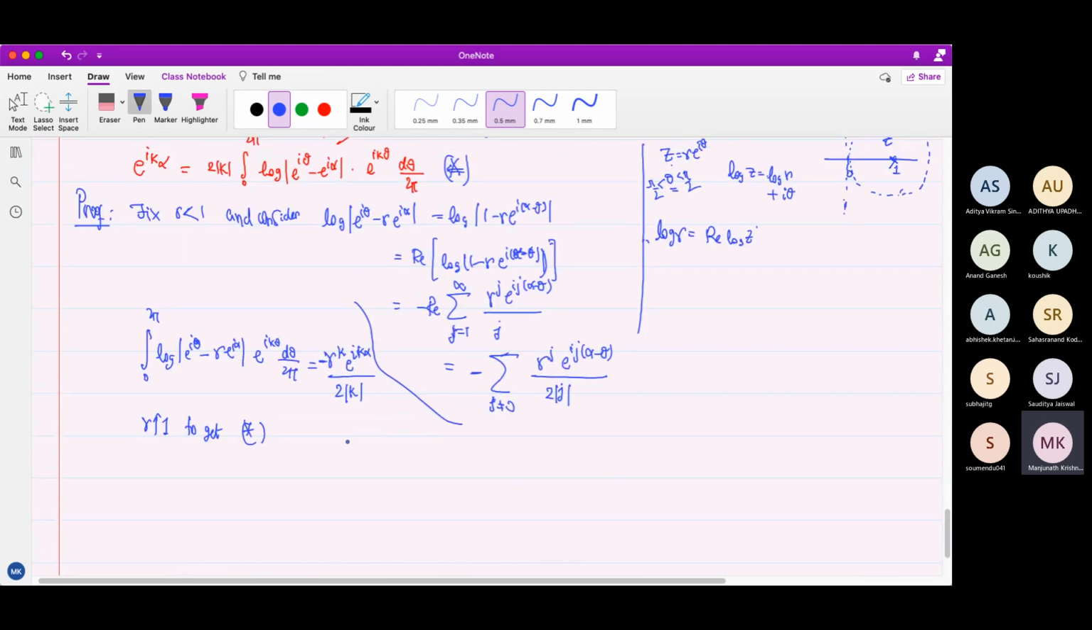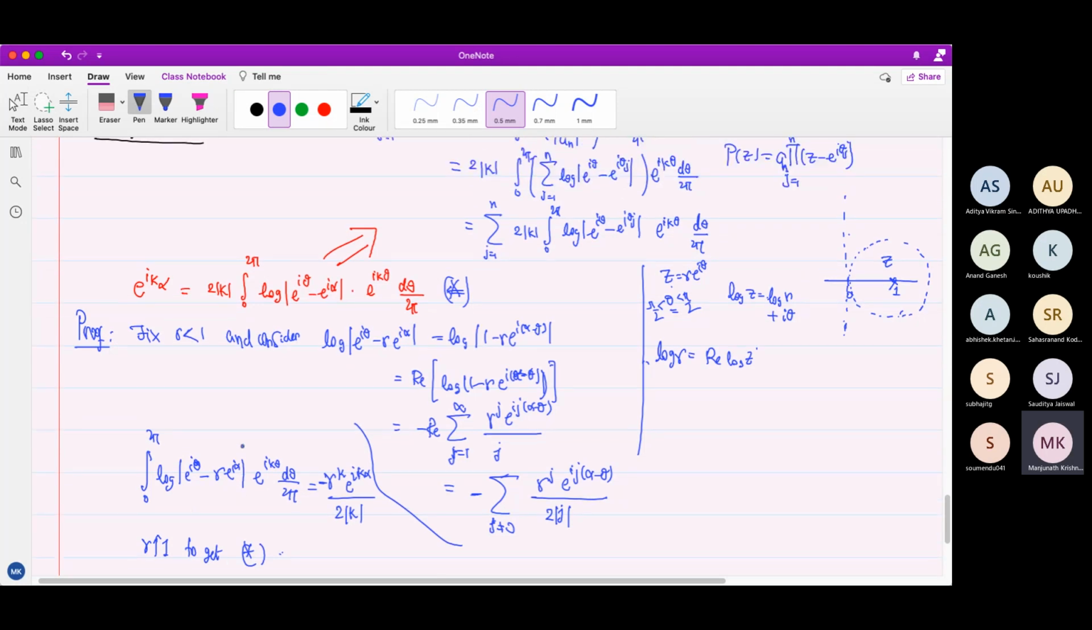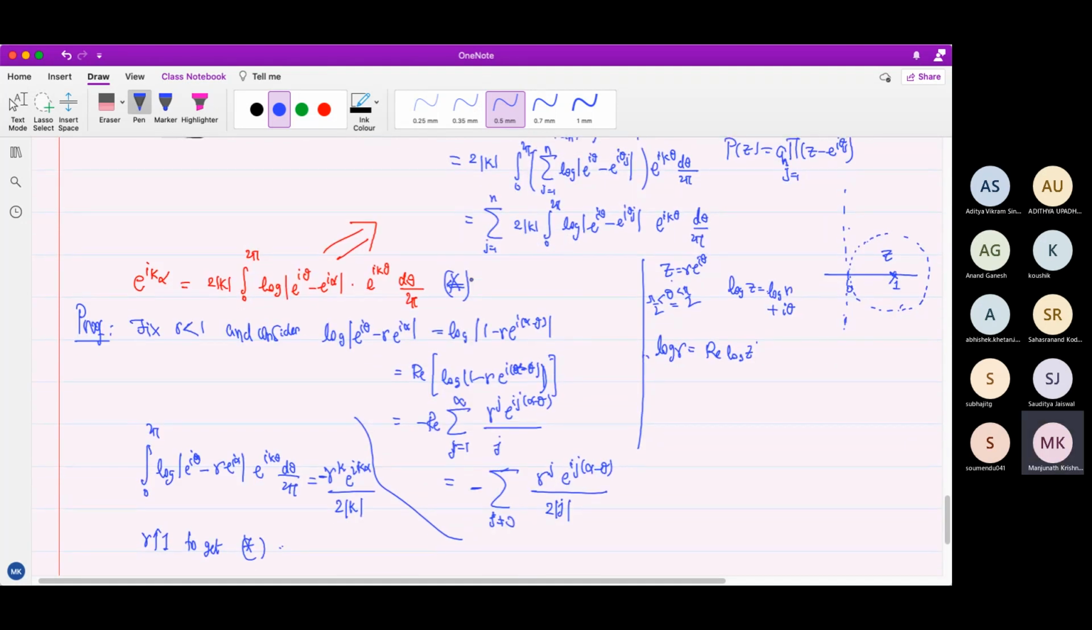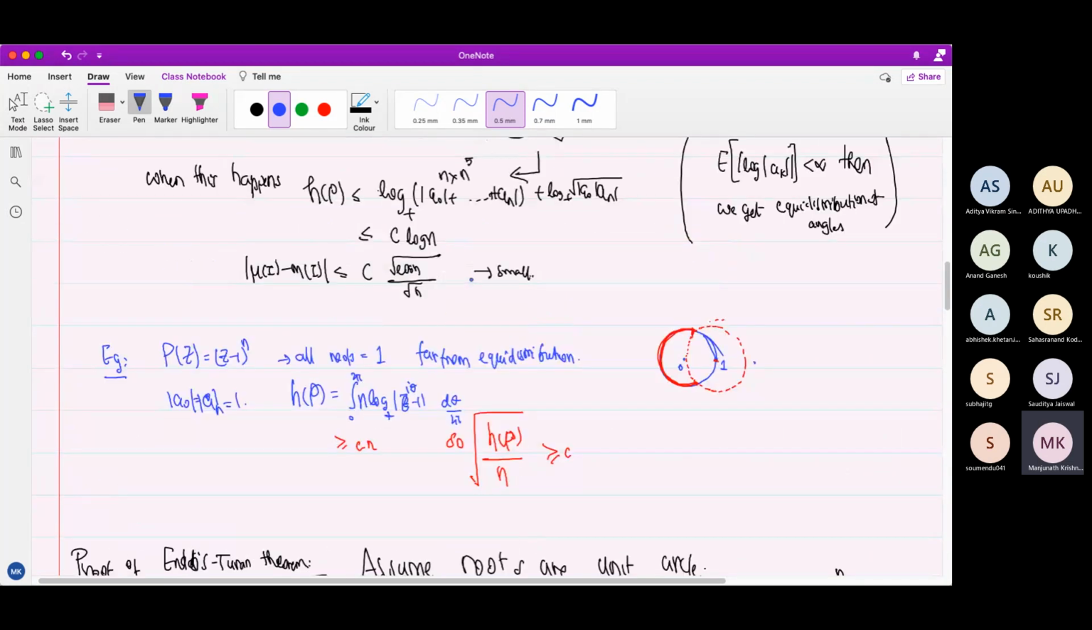You fix it. So when r goes to 1, you have to argue that this integral will converge to that, and this will of course converge to e to the i k alpha over 2 mod k. Okay, so that's it. Is this okay? So now you submit and you get back the claim. That's all. Is there any question? Okay, that proves the angular equidistribution. So it's a remarkable theorem.